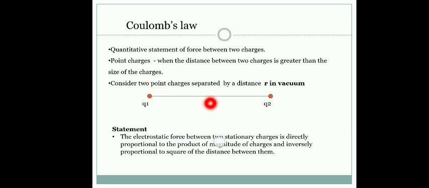So consider this figure. Here, Q1 represents one charge, and Q2 represents another charge. Let R be the distance between the centers of Q1 and Q2. Here, it is clear the distance R is very large compared to the size of the charges. In such a situation, Q1 and Q2 can be considered as point charges.